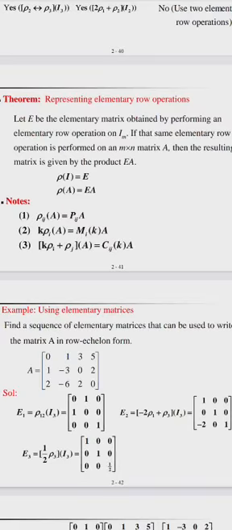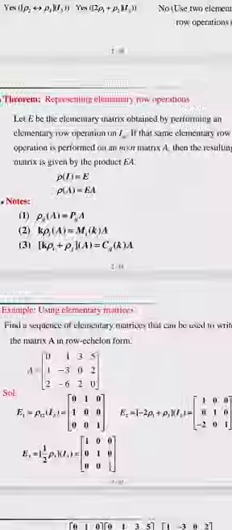Theorem representing elementary row operations. Let E be the elementary matrix obtained by performing an elementary row operation on Im. Then if that same elementary row operation is performed on an m by n matrix A, the resulting matrix is given by the product E times A.